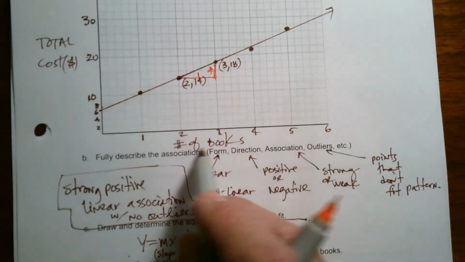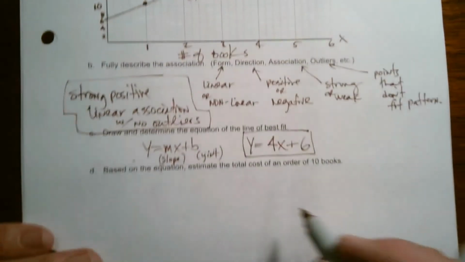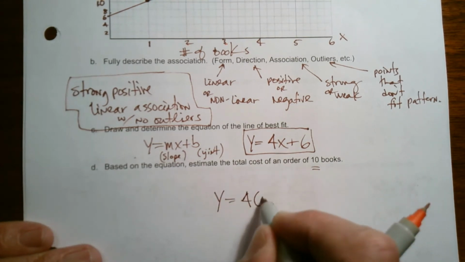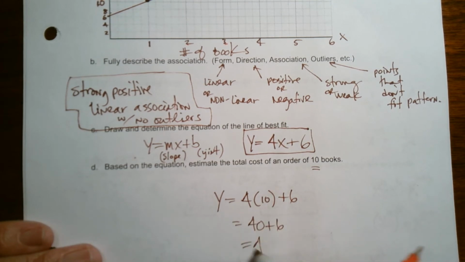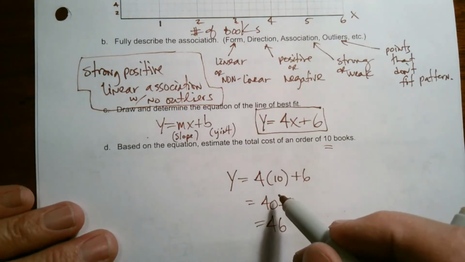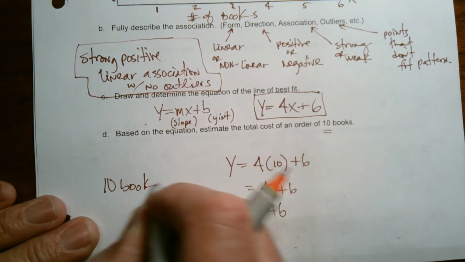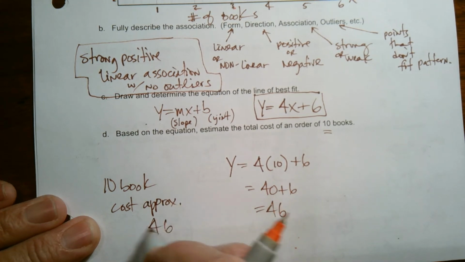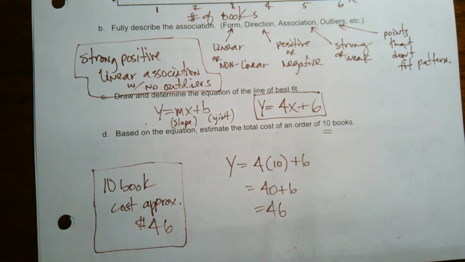So remember, what number of books is x? That's my x. Total cost is my y. So I'm going to plug 10 in place of the x. So y is equal to 4 times 10 plus 6, which is 40, plus 6, which is 46. So if x equals 10, y equals 46. So 10 books cost approximately, based on my line of best fit, $46. Okay, there we go.